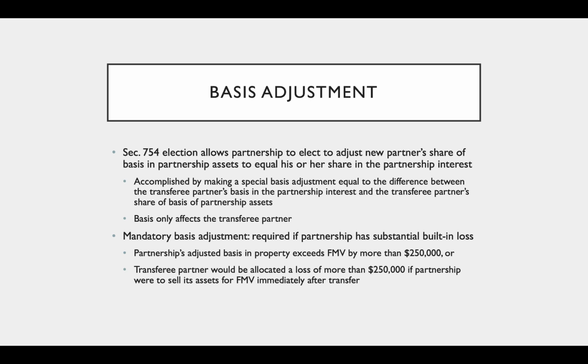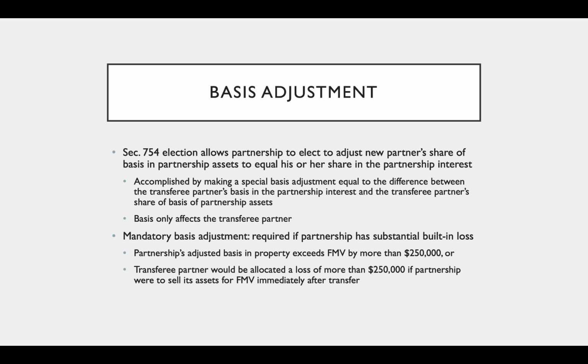Section 754 is going to allow us to make a basis adjustment where the inside basis and the outside basis for an entering partner will be made the same. So Section 754 is going to allow the partnership to elect to adjust a new partner's share of basis in the partnership assets to equal his or her share in the partnership interest. So this is going to come into play when we have a new partner.